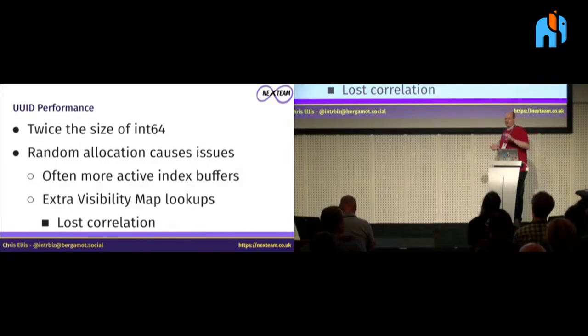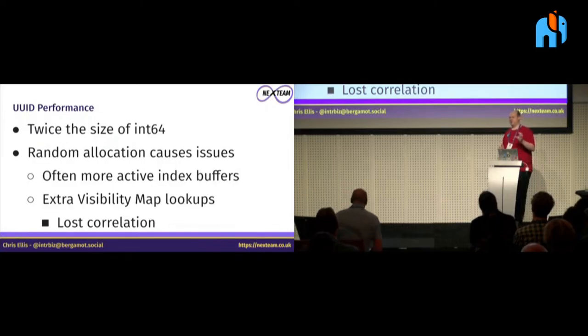Now, the fact that your ID is random is then inserted into a B-tree index as your primary key. That's going to cause a few problems, where number one is that by being randomly allocated, those different IDs are going to go to different pages in your B-tree index. So we end up with more index buffers in use at any one point in time than if it was a sequential ID, where it's going to consistently be appending to the same set of index pages.